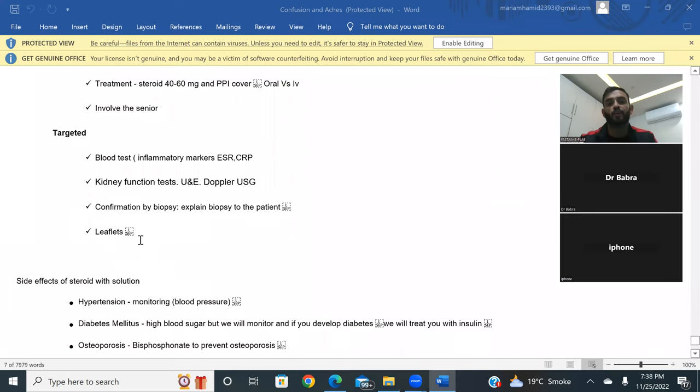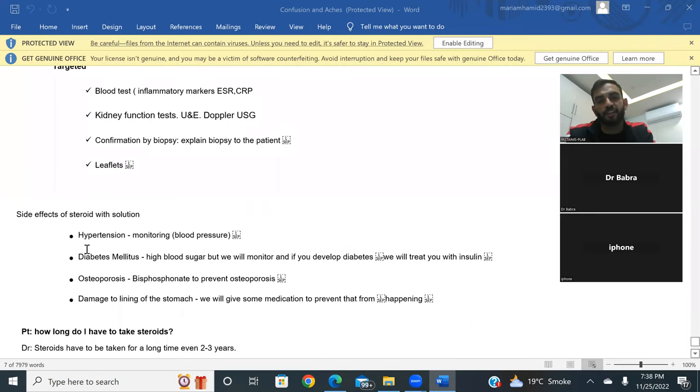And you will give no leaflet, because I am making the note that sometimes we cannot cover all the things, and errors come because of the leaflet. The patient is with you, so why are you giving the leaflet? No leaflet over there. Then these are the patient concerns. You need not tell about the steroid.